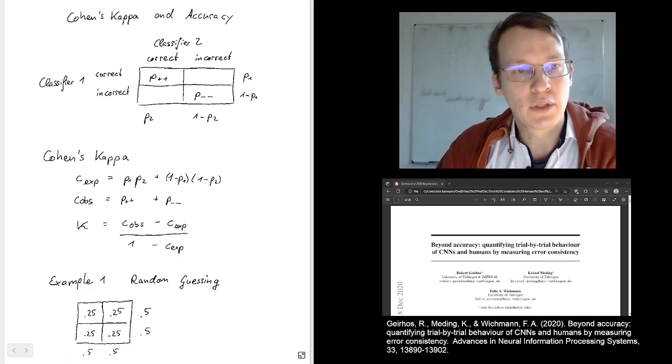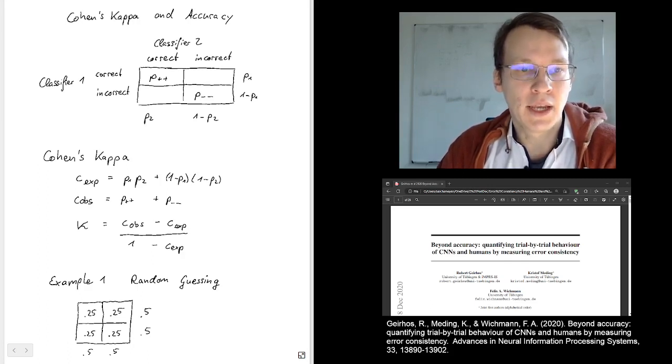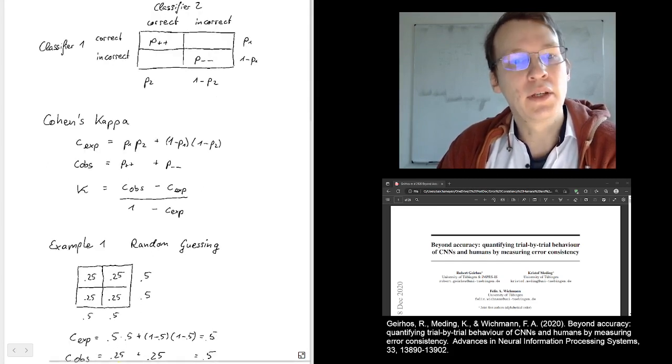So in general, we have two classifiers. The accuracy of the first, the probability for a correct prediction, is P1, and the accuracy of the second classifier is P2. And we observe a probability of P++ that both are correct. And now Cohen's kappa is calculated like this.